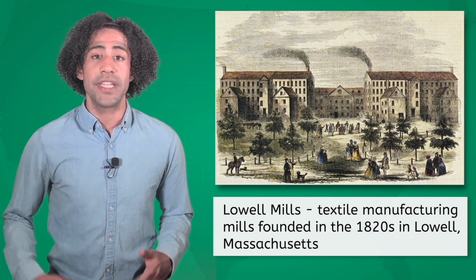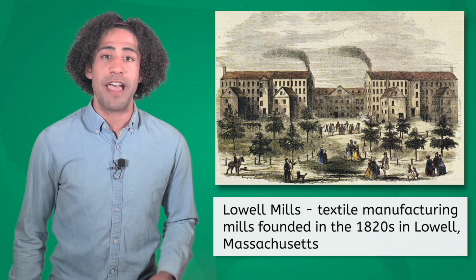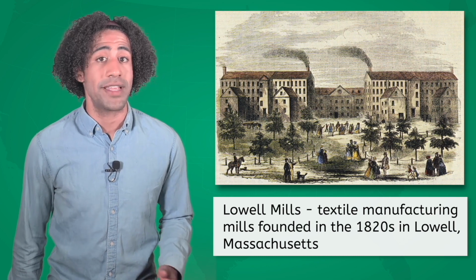Economic trends like industrialization also influenced architecture. For this section, you will identify how industrialization impacted the design and construction of the Lowell Mills. The Lowell Mills were textile manufacturing mills founded in the 1820s in Lowell, Massachusetts.